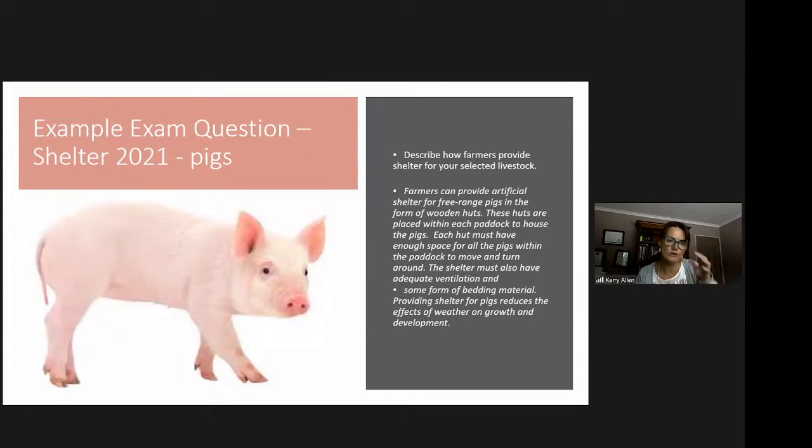Okay, I'm just going to take one question as an example from last year. So this was looking at shelter. For the achieved question, you were just asked how farmers were providing that shelter. And that's the answer there. In this case, if you're doing outside pigs or free-range pigs, that's just providing some wooden huts, or if you were moving into big indoor commercial production, you would talk about controlled environments, and why you would have that, because it's going to increase your growth and development.